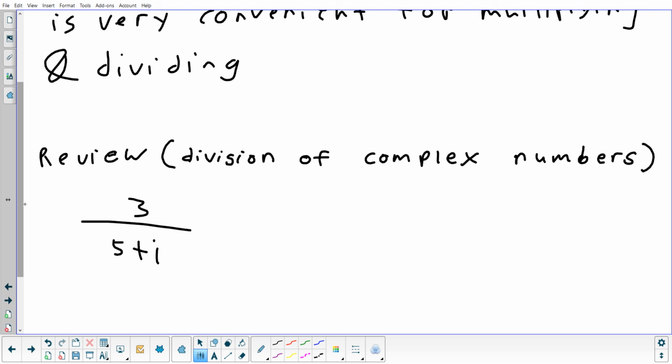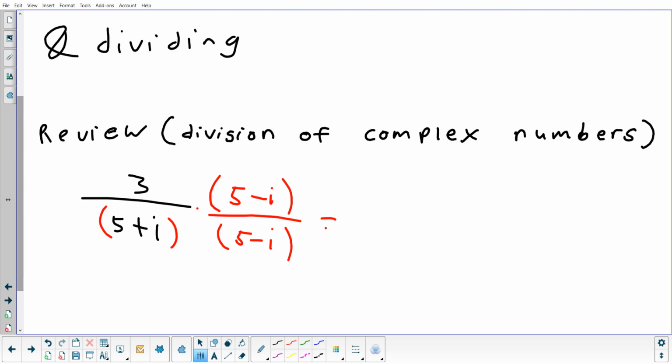All right, so let's remember how we would divide something like this. We would have to multiply both the top and bottom by 5 minus i. Yep, the conjugate. To divide two complex numbers, you have to multiply the top and the bottom by the conjugate. So in the top, we have to FOIL it out. We get 15 minus 3i.